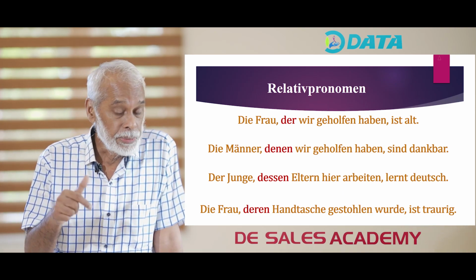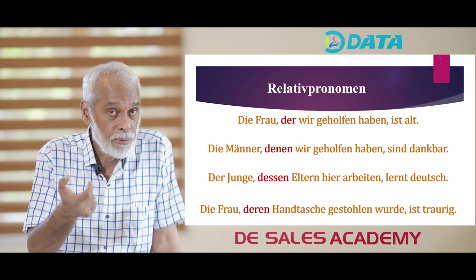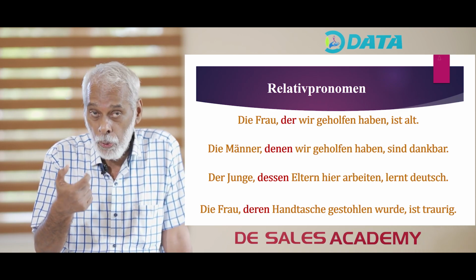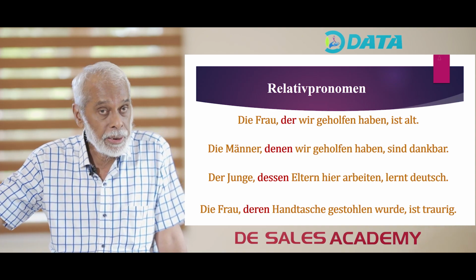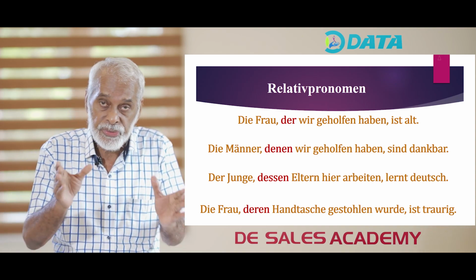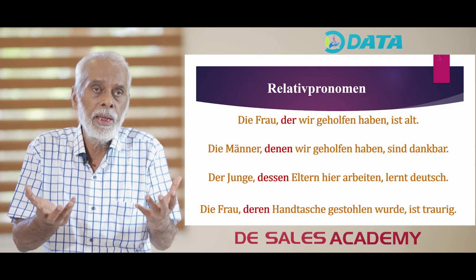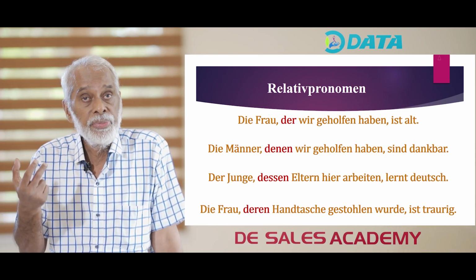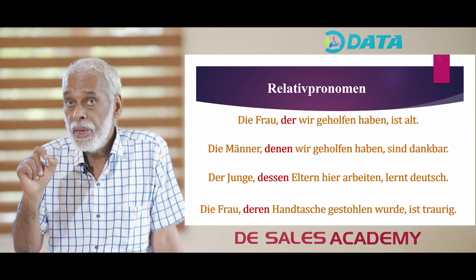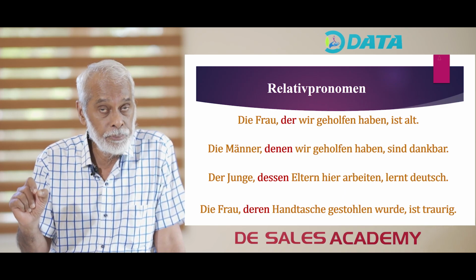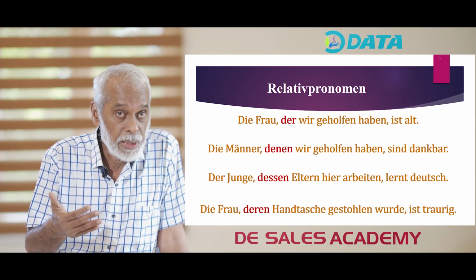If you remember, the dative article is dem in masculine, dem in neutral, der in feminine, und den plus n in dative plural. So this den plus n they have taken together, and out of that they have constructed a relative pronoun called denen. That's why look at the sentence once again: Die Männer, denen wir geholfen haben, sind dankbar. The men whom we have helped, they are thankful.